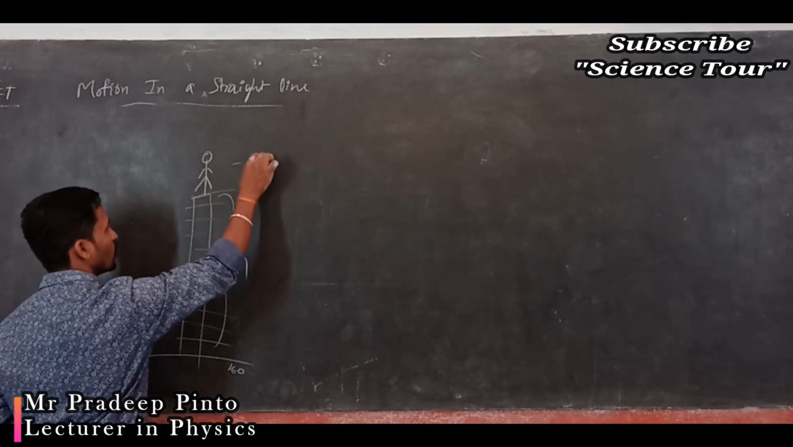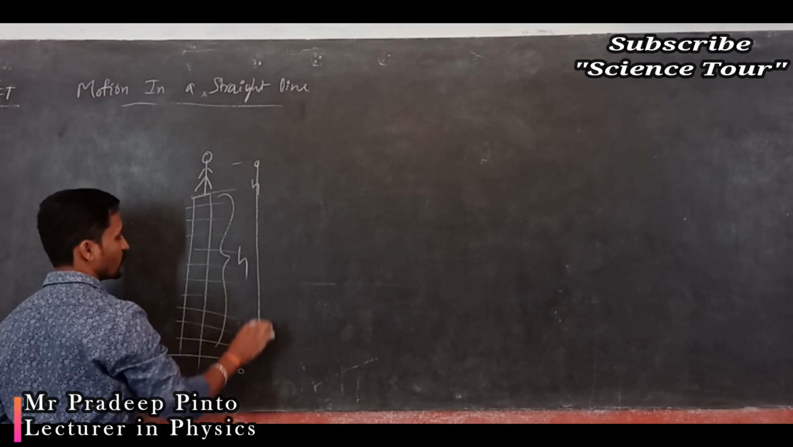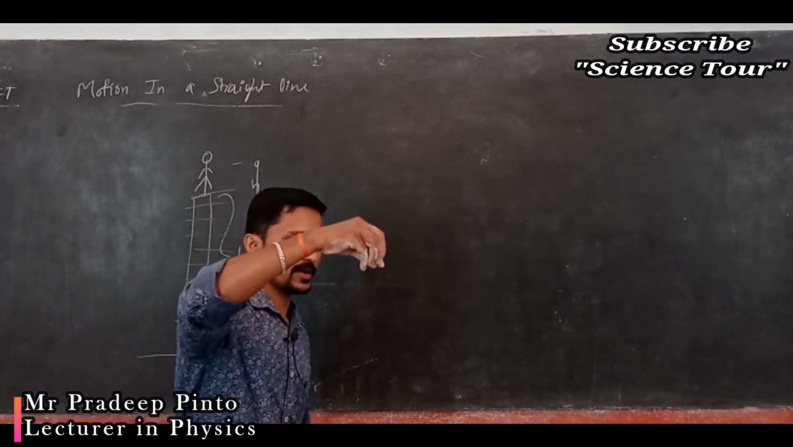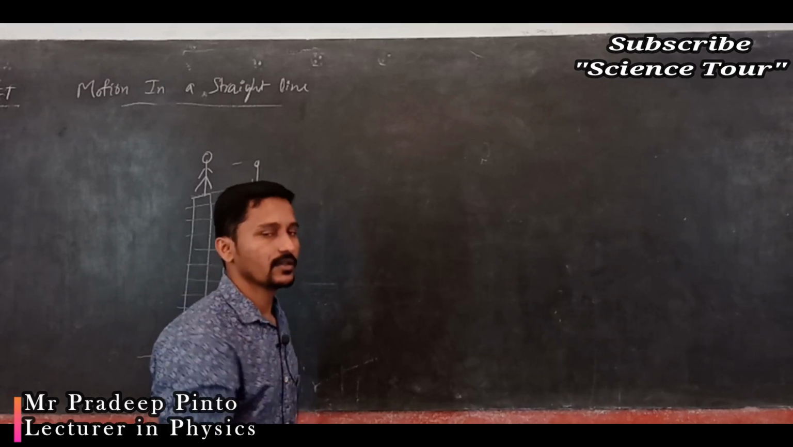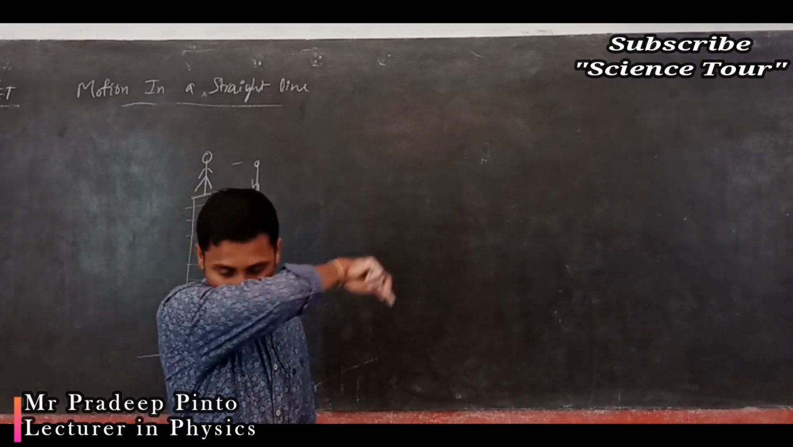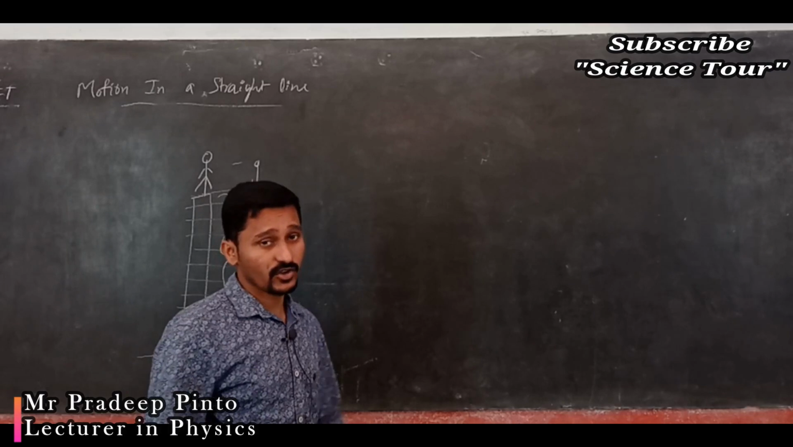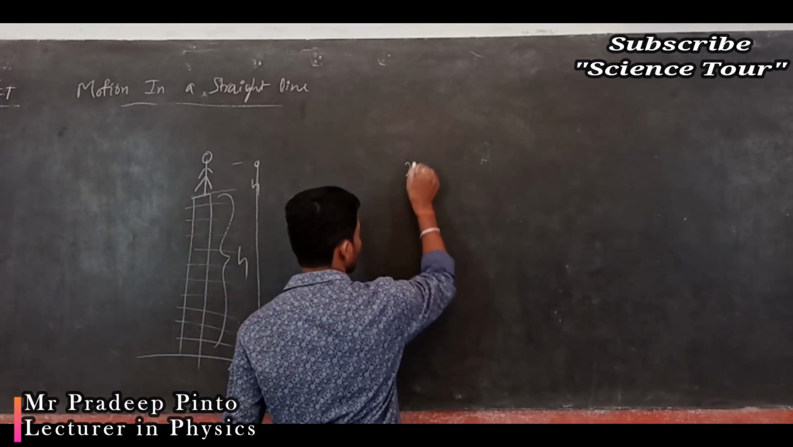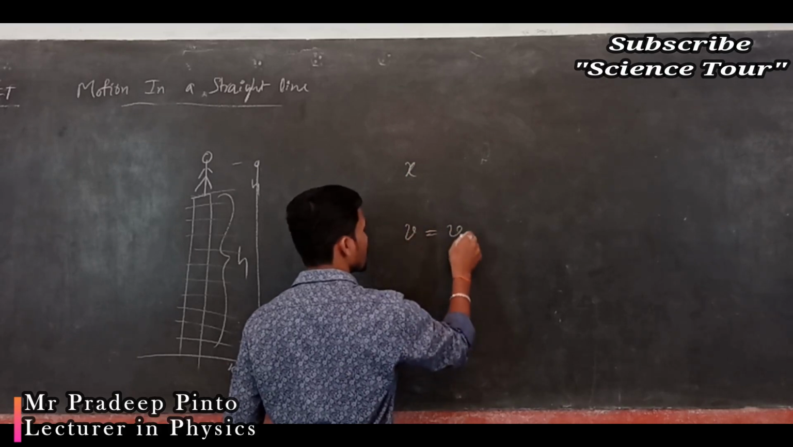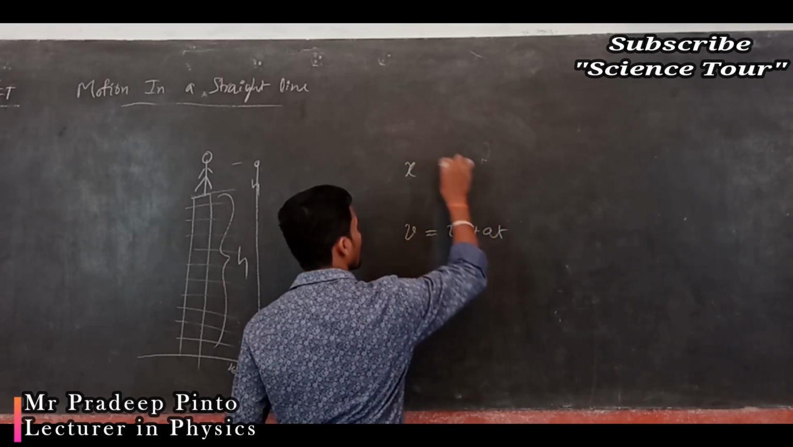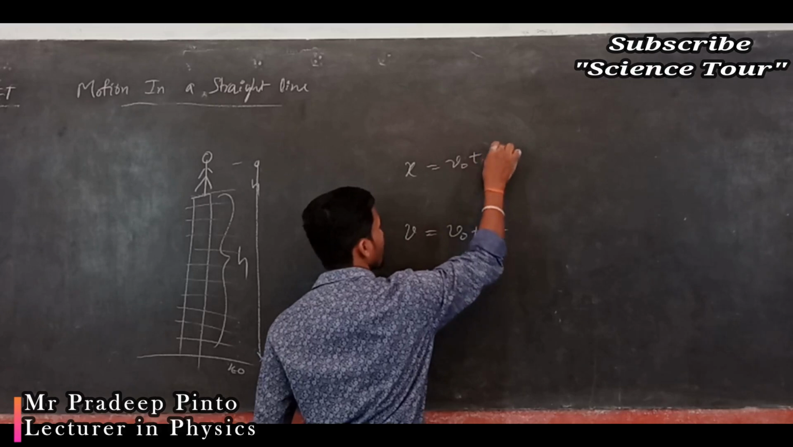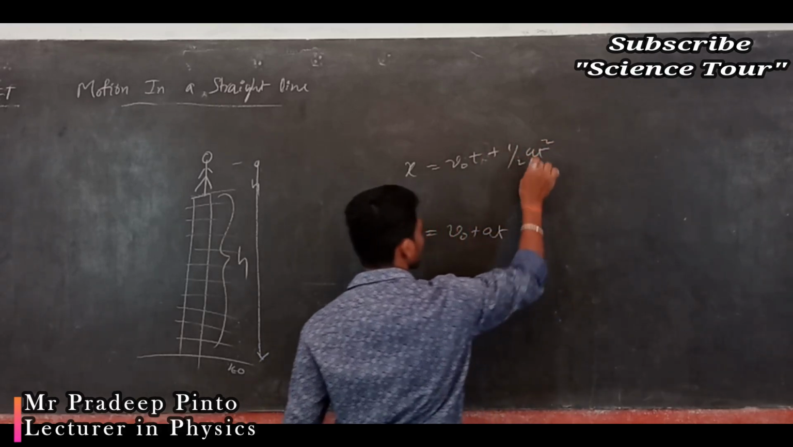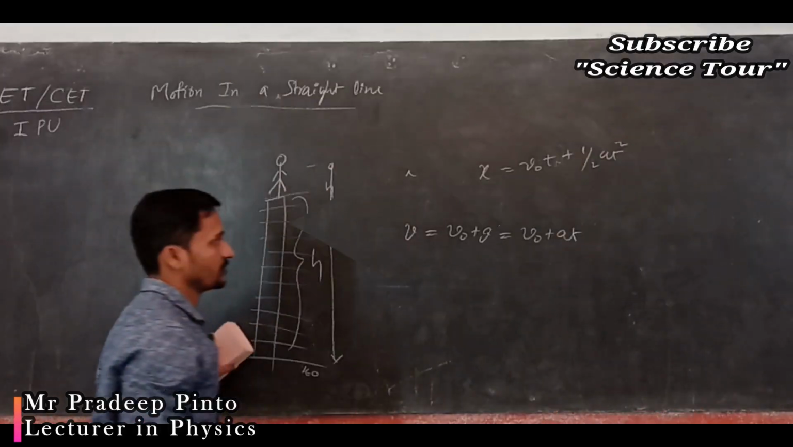You are going to drop the stone. See, dropping and throwing are different. Dropping means just leaving, the initial velocity is 0. Throwing means you have given some initial velocity. Now the most useful equations are these: V equals V naught plus AT, and x equals V naught t plus half AT square, in the case of this.